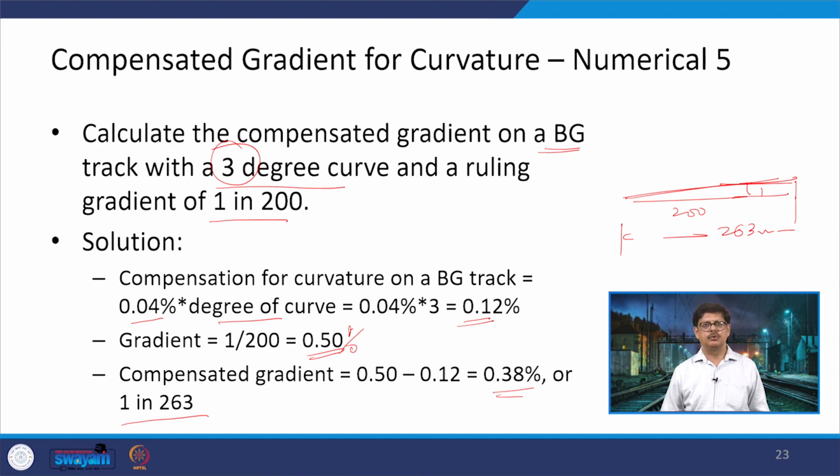So, with this we close this lecture. What we have discussed is the resistances which are offered due to curvature, due to the starting and acceleration of the locomotives, and the effect of the wind on the locomotive and the train, which comes in terms of the sectional area. And another thing which we have discussed is the compensation of the gradient, because there is an overlapping of the curvature at that particular point. With this we close it.